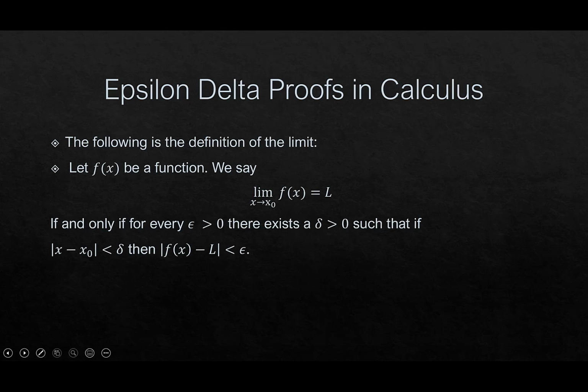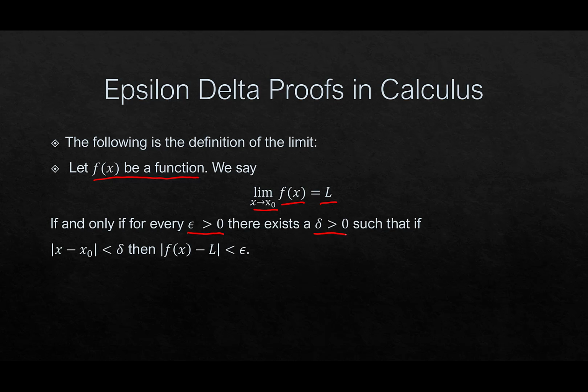So we're going to start today back in calculus. Now this again maybe is something that you've seen in your Calc 1 course, but I want to go over it again and just make sure everyone's on the same page with it. So let f of x be a function. So we say that the limit as x approaches x naught of f of x equals L if and only if for every epsilon greater than 0, there exists a delta greater than 0.